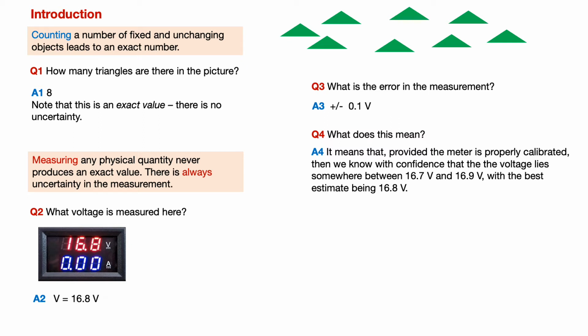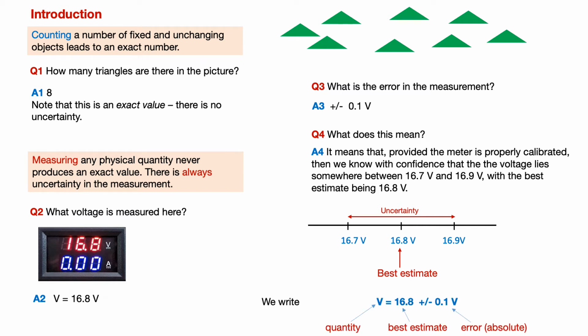So we don't know exactly what it is. Could be 16.81, 16.82, could be 16.79. We just don't know. What we do know is that the best estimate is 16.8 and that the true value of the voltage lies somewhere in between 16.7 and 16.9. And that spread of possible values is a measure of the uncertainty in our measurement.